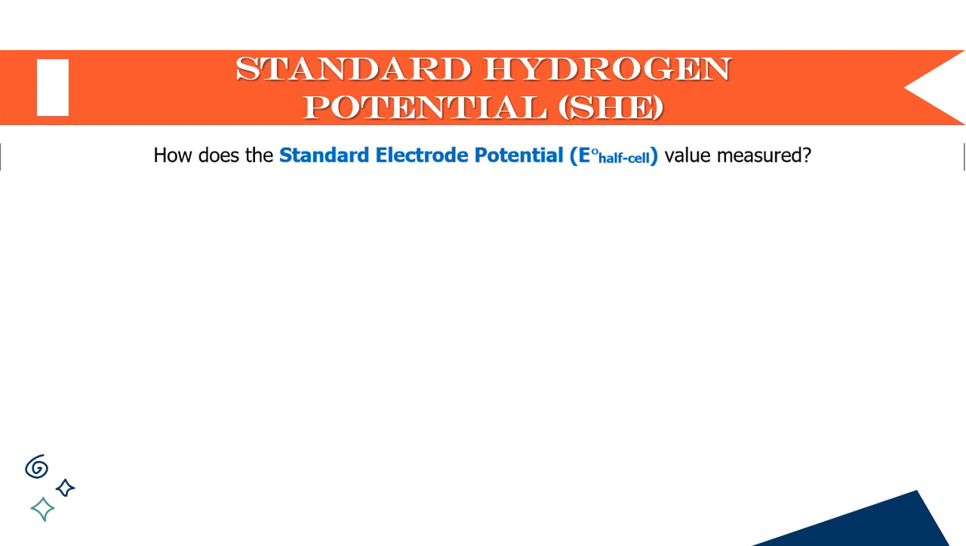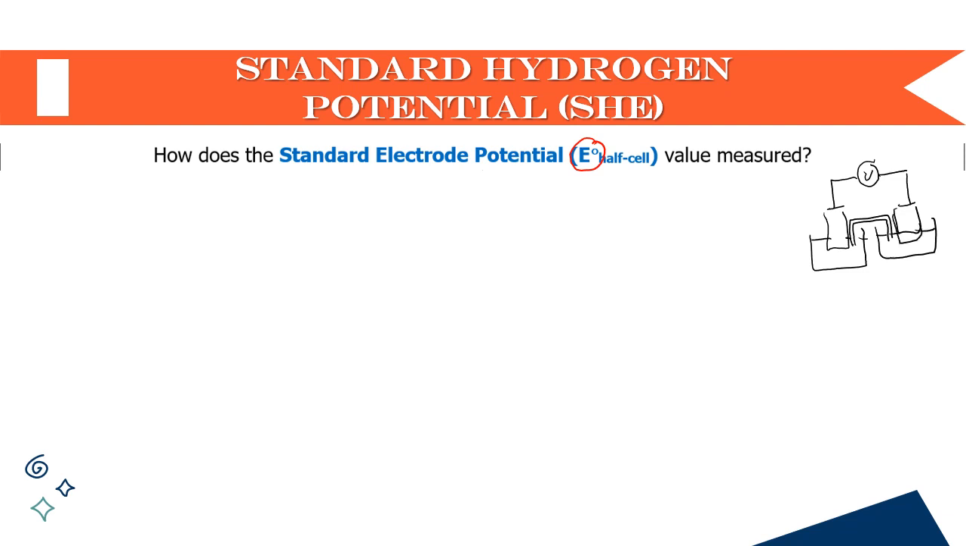To get the E naught value here, it must be done in a full galvanic cell. When I talk about a full galvanic cell, it must be the full setup. What is your full setup? You must have your voltmeter. I've been teaching you how to draw the galvanic cell, so make sure you know how to draw it correctly. The salt bridge.